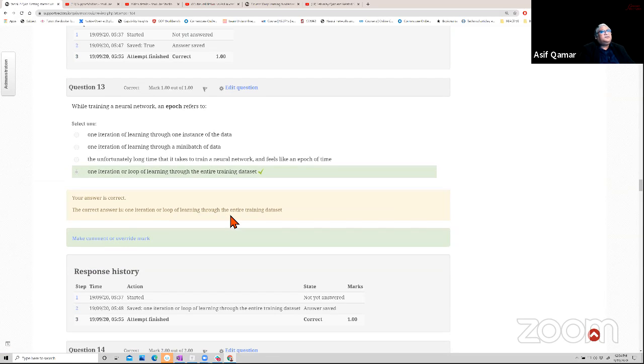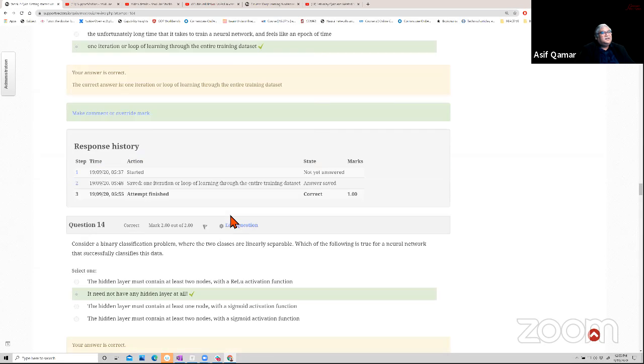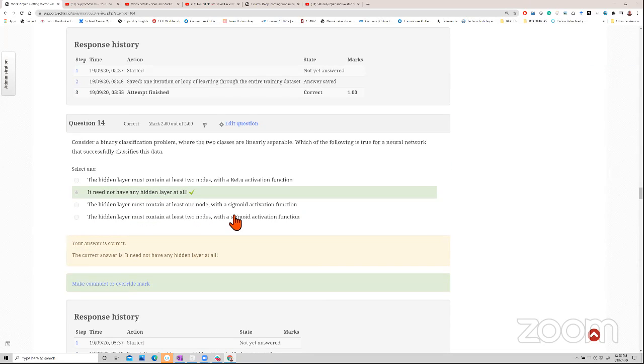While training a neural network, an epoch refers to, well, that's what it is. It's literally the definition. You have completed an epoch when you have gone through the entire data set once. Whether you do batch gradient descent, in which case your epoch is one step, whether you do mini batch gradient descent, in which your epoch is many steps, or you do stochastic gradient descent, where your epoch is made up of n number of steps, where n is the size of the data.